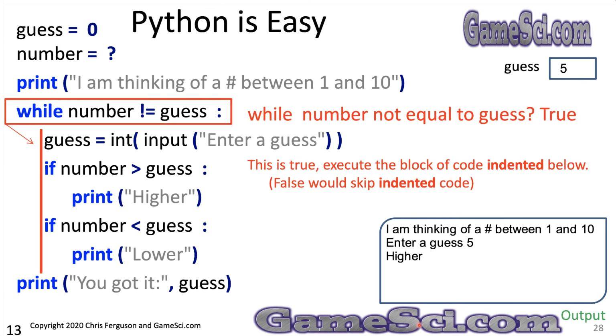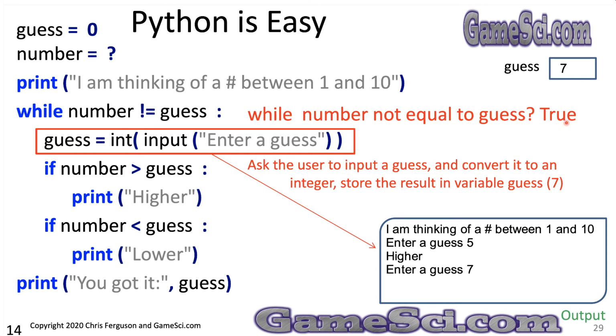While number is not equal to guess. That is a true statement. We have not made the guess correctly. So while it's not equal to guess, if that's a true statement, we will go inside and execute the code that's indented inside the while loop. And once again, that indented code has to be on this line right here. When this statement is true, we execute the indented code. What happens if this statement was false? We would skip past the indented code. So the statement above was absolutely true, so we are jumping inside the while loop and executing the indented code.